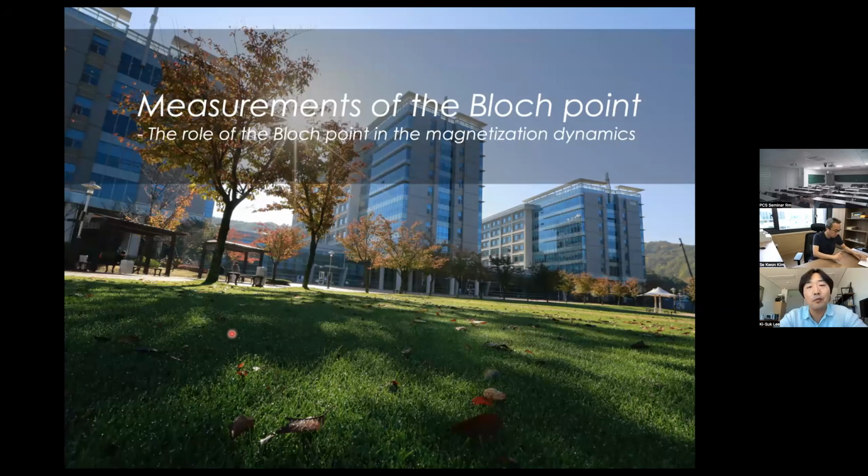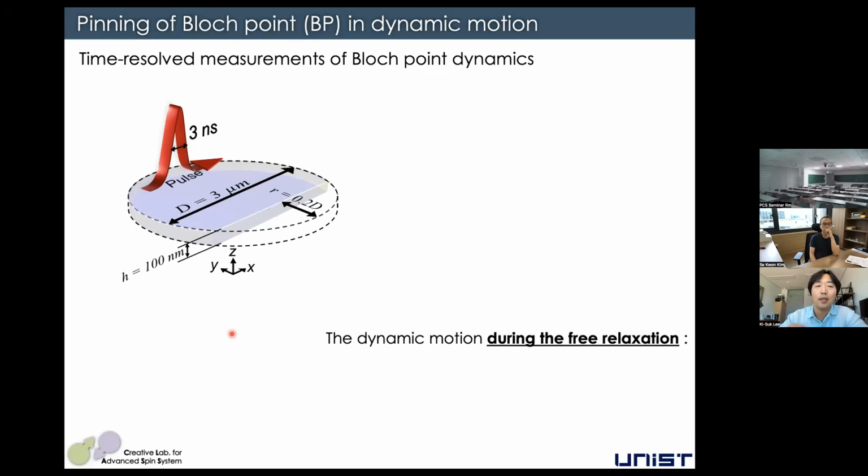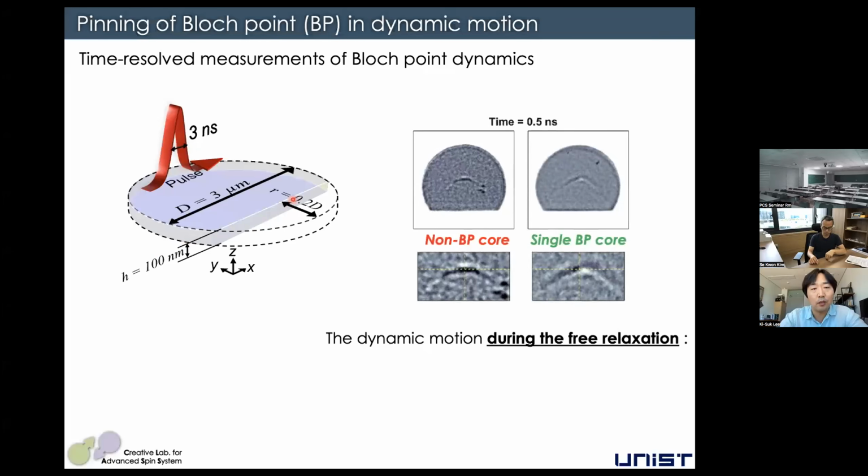And now let's move on to the measurement of the Bloch point for the dynamics. Okay, so we try to figure out the role of the Bloch point in the magnetization dynamics. We focus on the role of the Bloch point, not the switching dynamics, just the oscillations of the vortex core structure. So we excite the vortex core oscillation, and then we measure the effect of the Bloch point on the oscillations. Here we make such a disk, and then we apply a magnetic field pulse, and here are our results.